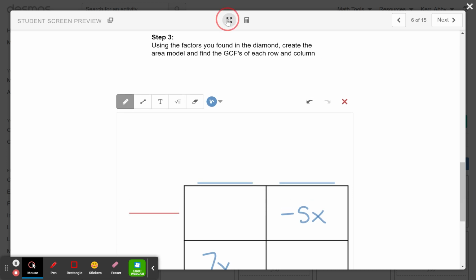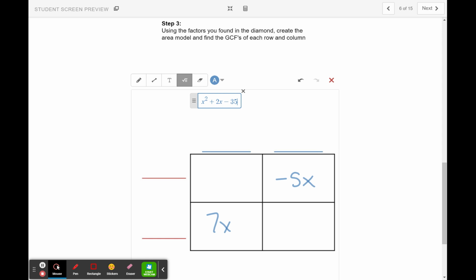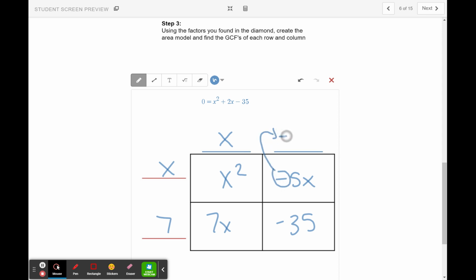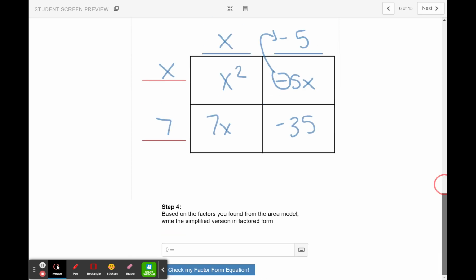Now I like to copy and paste the equation. First term, first box. Last term, last box. So the greatest common factor of x squared and -5x is just x. It's really a 1x, but we don't need to write that 1. Greatest common factor of 7x and -35 is going to be 7. And then we're going to have an x. And then remember, this sign is negative. And the greatest common factor of 5x and -35 is going to be a -5. So those are our factors.